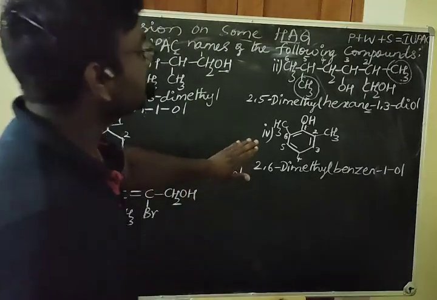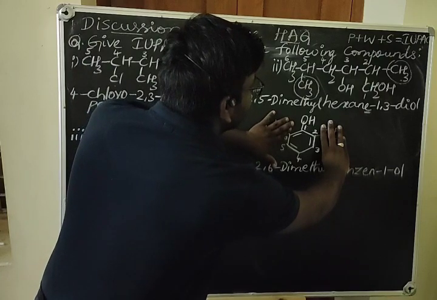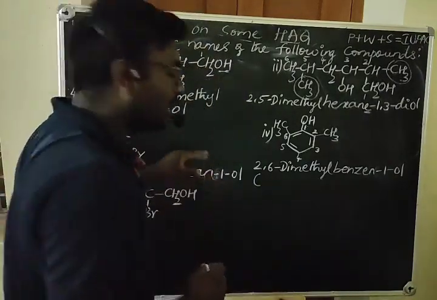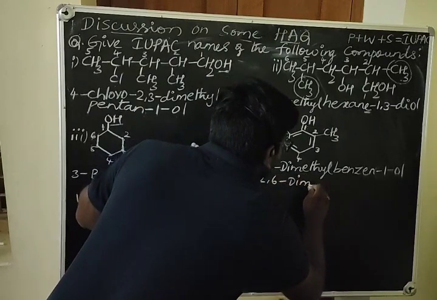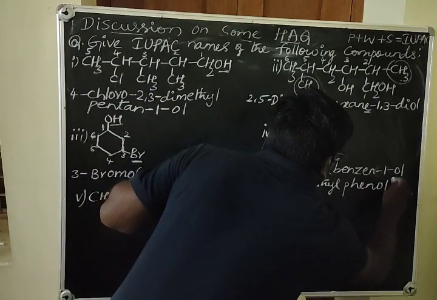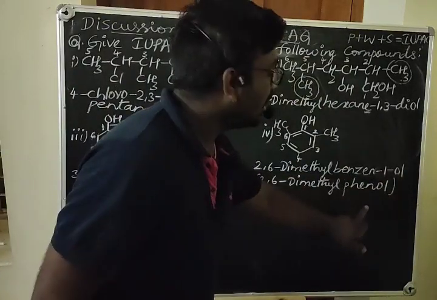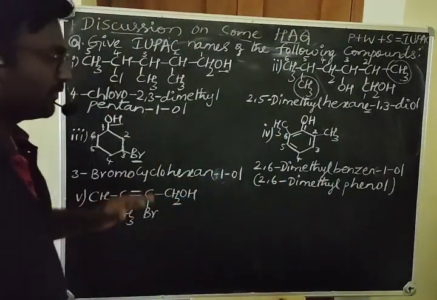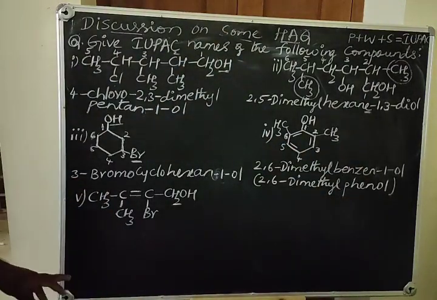And for this part, that is the benzene ring with the OH group, we can also call it phenol. So we can also have another IUPAC name: 2,6-dimethylphenol. So what is the difference here? You may call it benzen-1-ol or phenol. Both are considered IUPAC names. For phenol, we can also call it benzenol. Yes. Come to the fifth compound.